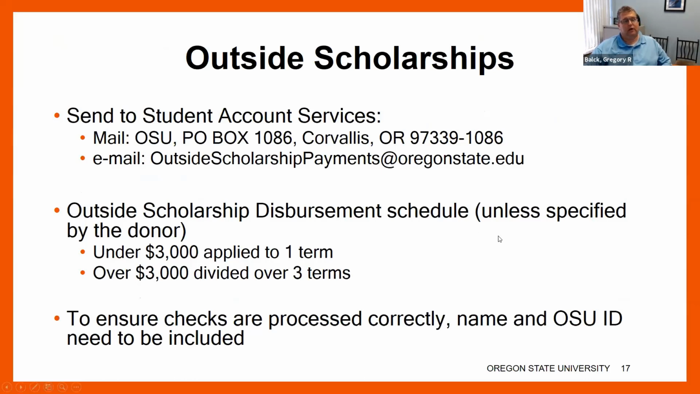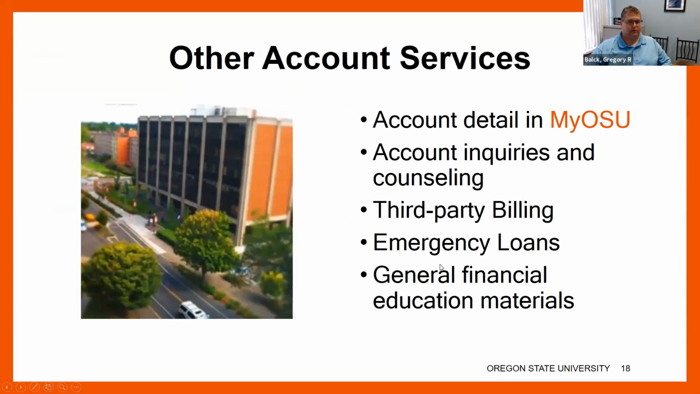outsidescholarshipayments@oregonstate.edu. Now, the disbursement schedule is as follows. If we get a scholarship that's less than $3,000, that will be all applied into fall term. If it's over $3,000, it will be divided over 3 terms, fall, winter, and spring. Now, if the donor has given us specific instructions of how they want it to be applied, we will match whatever the requirements are. To ensure checks are processed correctly, please include your name and student ID number with the payment so we make sure it gets applied to your account.